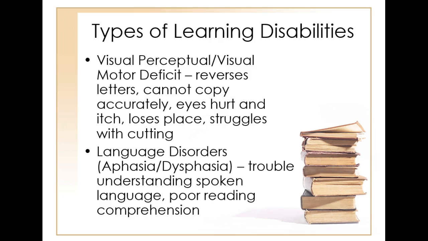Visual perceptual or visual motor deficit. A student will reverse letters, cannot copy text accurately, their eyes often hurt or itch, they'll lose their place when reading, and they struggle with cutting or doing small tasks that require detailed visual acuity. Language disorders such as aphasia or dysphagia mean a student will have trouble understanding spoken language and usually poor reading comprehension as well.